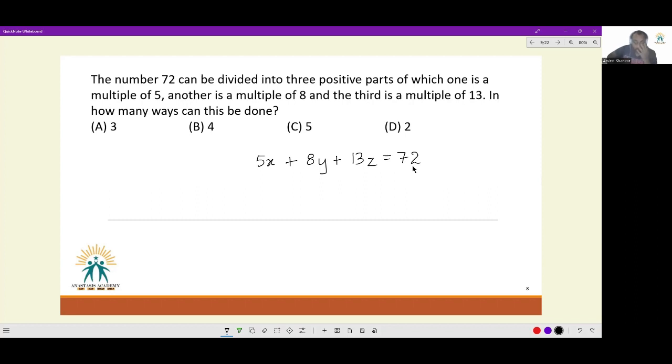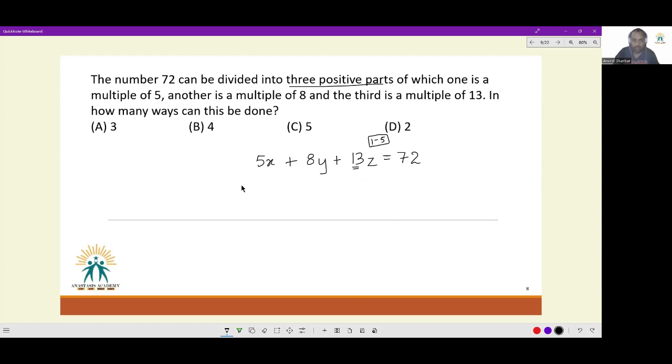Now, how do you come up with different solutions? How many ways can this be done is as good as asking how many solution sets will exist if x, y, z are natural numbers. Remember, these are 3 positive parts, so none of these variables can take 0 or negatives. First thing we do is look at the largest coefficient for the 3 variables, 13. Z can therefore take values from 1 to 5 only. If Z becomes 6, it will become more than 72. And Z, of course, cannot take 0.